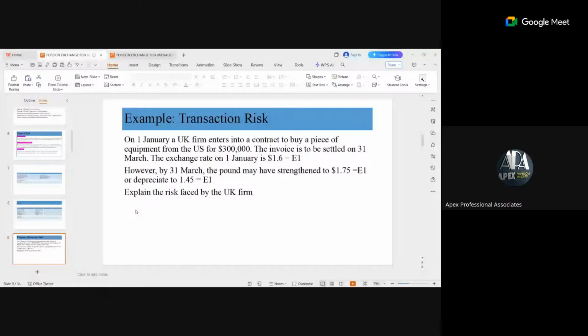Now, looking at this question, the transaction was entered into on 1st January, but the settlement did not occur that day. As at the date this transaction occurred, 1st January, the exchange rate is $1.6 equivalent to £1. However, by March 31st, the pound may have strengthened, which means the dollar has depreciated in relation to the pound. Also, the pound might have depreciated in relation to the dollar. Now we should explain the risks faced by the UK firm.